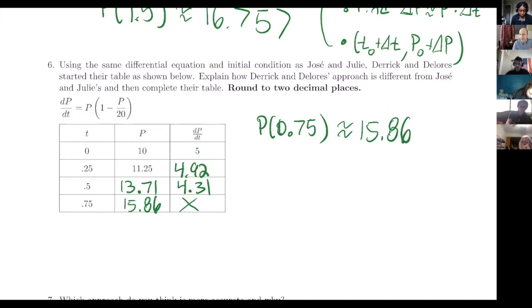Did groups get something different than that? Yeah, we got something different. Okay, why don't you help me out? The time is changing by a fourth, so it's not a half. Oh, yeah. So this change over here should be, well, this one was done, right? They took 5 and multiplied it by 0.25. That comes out to 1.25, and that was added to the initial population.